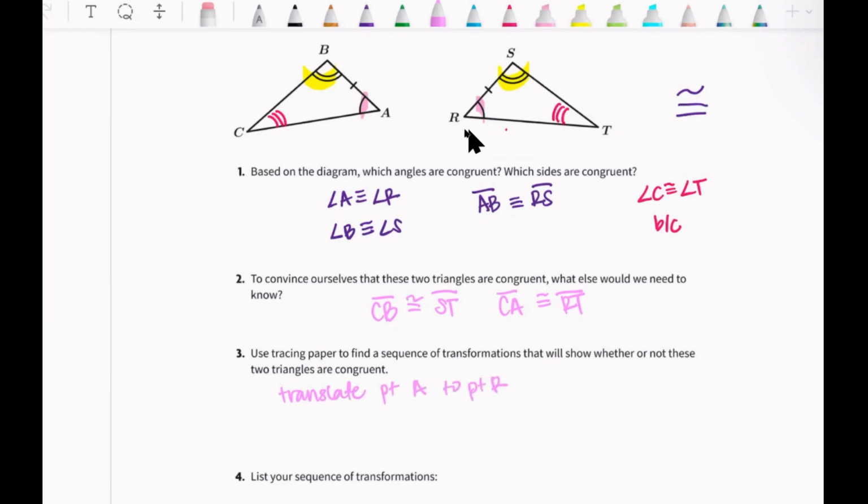So now you can imagine them sitting point to point. Then I would rotate this so that BA and RS are sitting on top of each other. So BA, the word they use is coincide, is on top of RS. So now you have these two triangles, and then I'm going to reflect across the AB line.